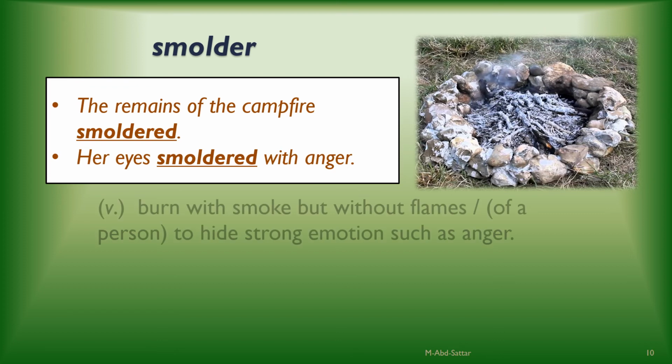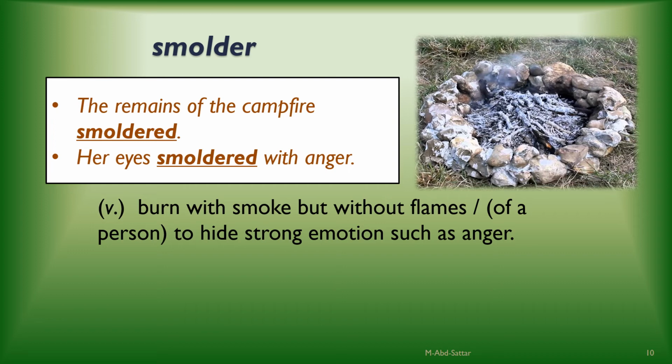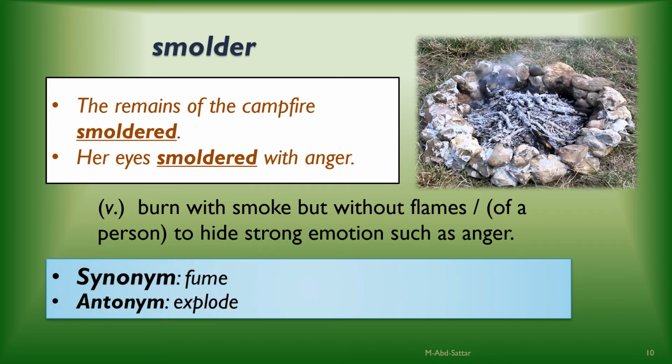Look at the meaning. Burn with smoke, without flames. This is the first example. Look at the second meaning used in the second example. To hide strong emotions such as anger. A synonym of that word is fume. And the opposite or the antonym is explode.